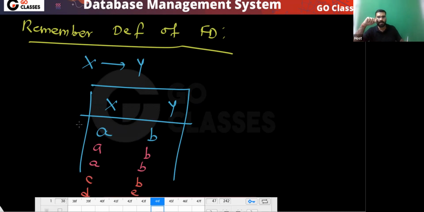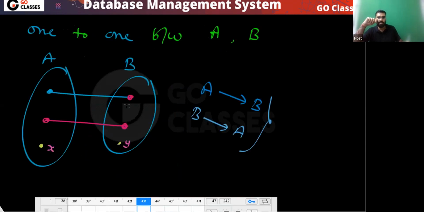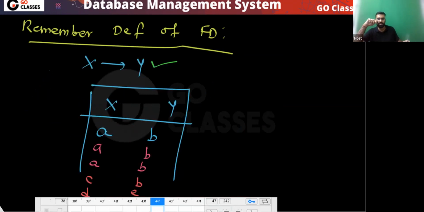Is this clear? Let me know. So remember, X determines Y. This is the meaning. So you can notice if you have one to one, then you can say that A will determine B because whenever this value repeats, this value repeats. Agree or not? And similarly, B determines A because whenever this value repeats, this value repeats. Okay, so this is the idea. Like this you can solve the question.